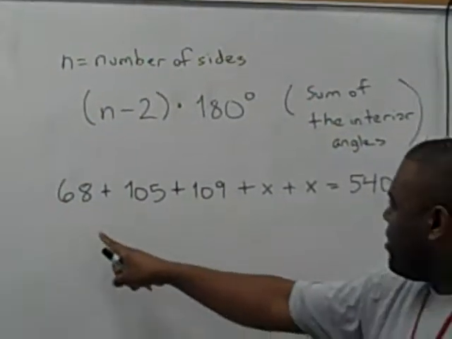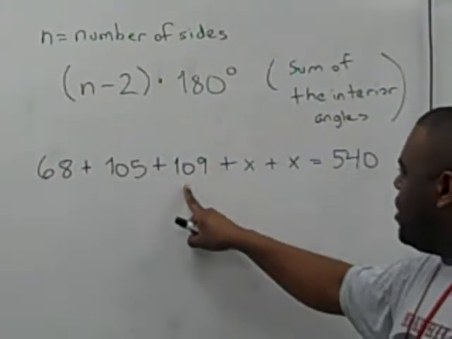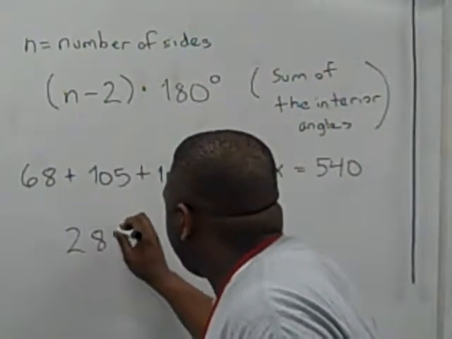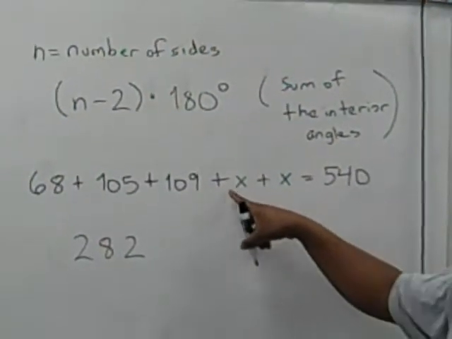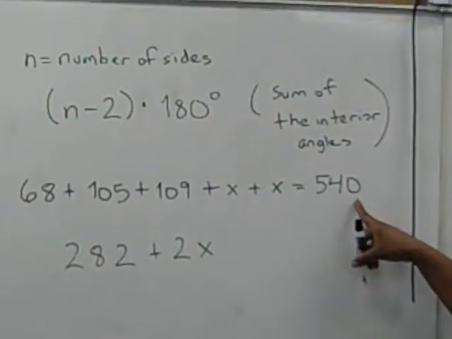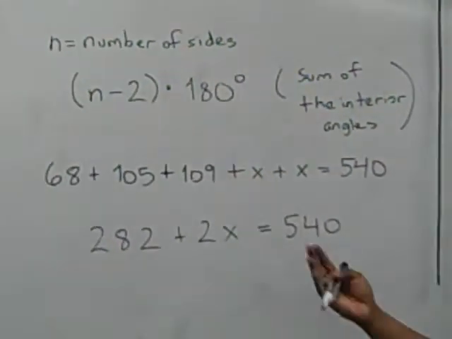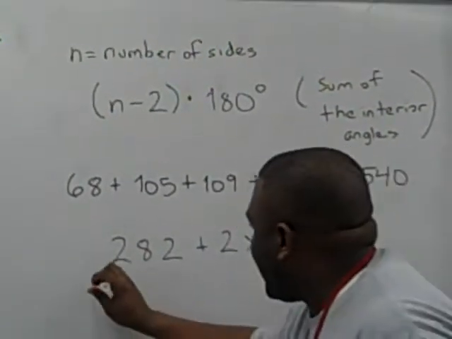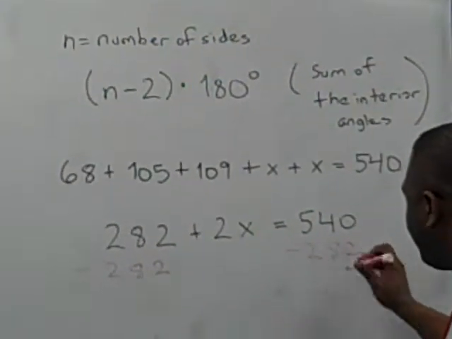So we know that if you use your calculator, just taking 68 plus 105 plus 109, well, let's see. That's going to give you 282. Okay? Since these both have an x, we just add those two up to give us plus 2x. We bring down our 540. Okay? And now, again, it's a straight algebra problem. We're just going to solve for x. So, I'm going to take away the 282 from both sides to get x by itself.